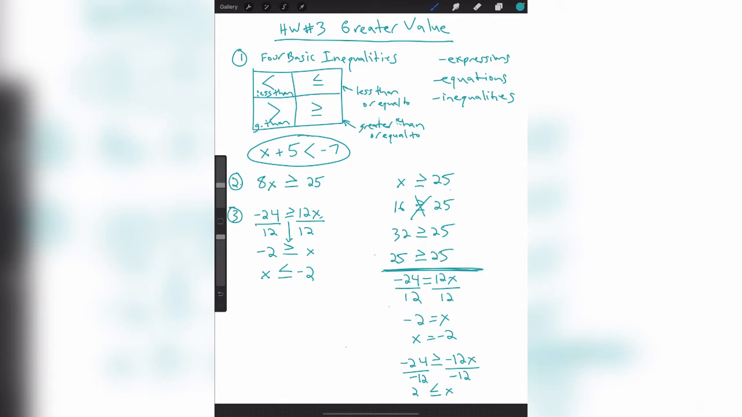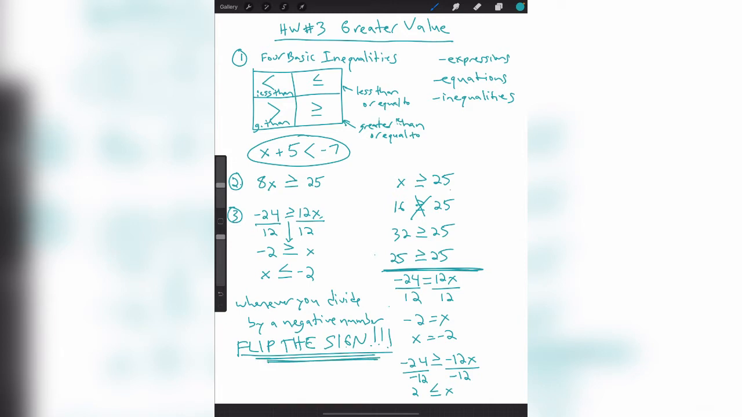Okay? So whenever you divide by a negative number, flip the sign. And I can't stress that enough, because there will be many problems that require you to do this. Okay, so if you're skimming through this, make sure that you understand that concept. Okay, so the answer in this case would be x is less than or equal to -2.